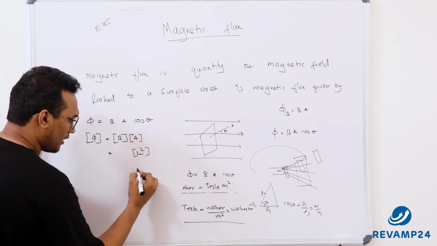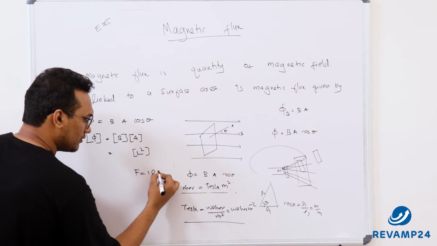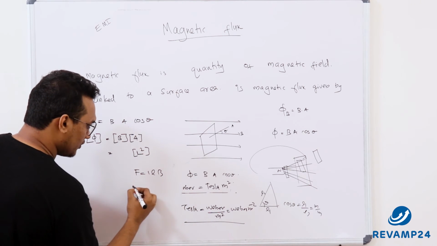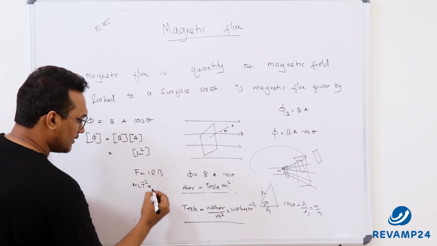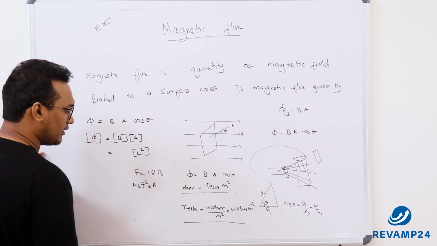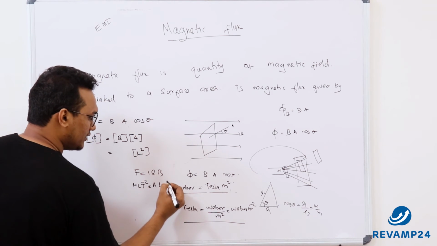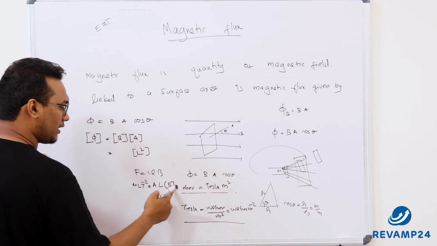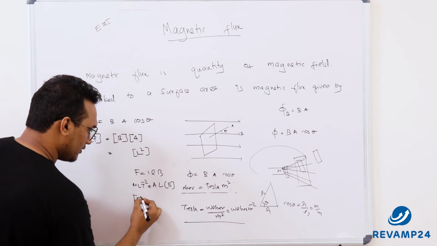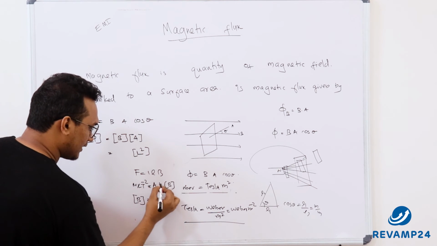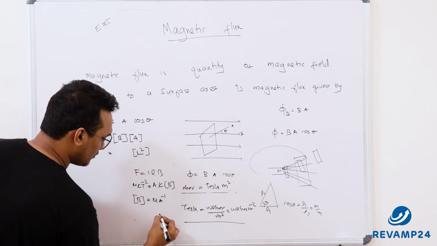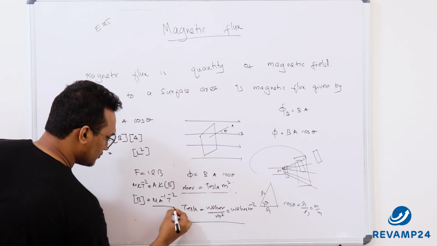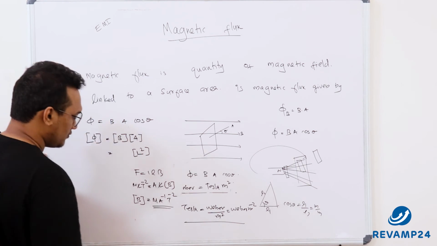I can do it in this way. I know F is equal to ILB. So the dimension of force is M L T power minus 2. The dimension of current is ampere. The dimension of L is length, into the dimension of B. Now from here I can get the dimension of B. What is that? L will cancel. A will come here, and it is M A power minus 1 T power minus 2.